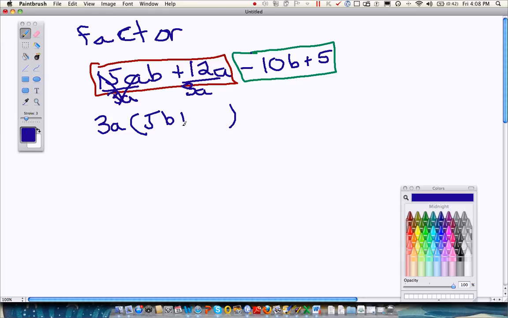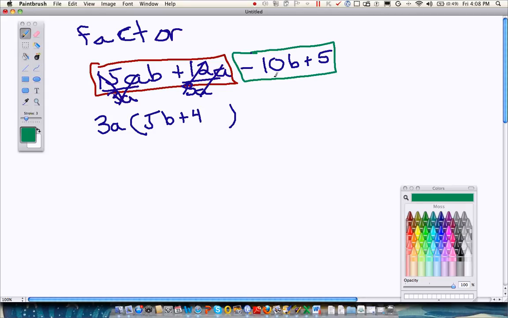Let's look at the second half. 12 divided by 3 is 4. And the a's cancel out, and there's actually nothing left, so we're just going to leave that as 5b plus 4.